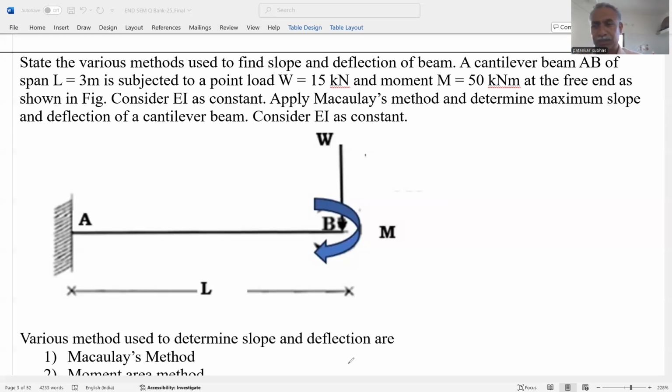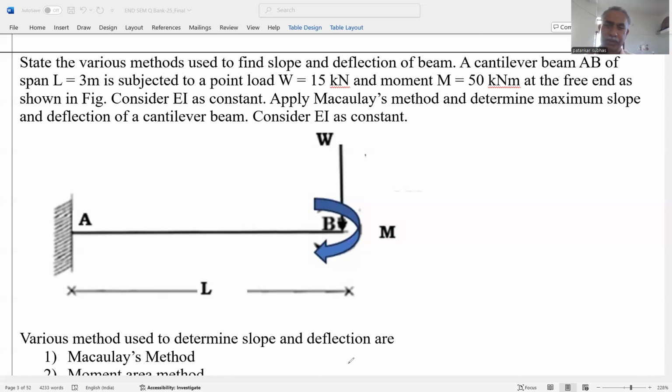First method is the double integration method, and later on Macaulay modified this method and we can call it Macaulay's method, which is suitable for all types of beams. Second method is the moment area method, in which we find the bending moment diagram.